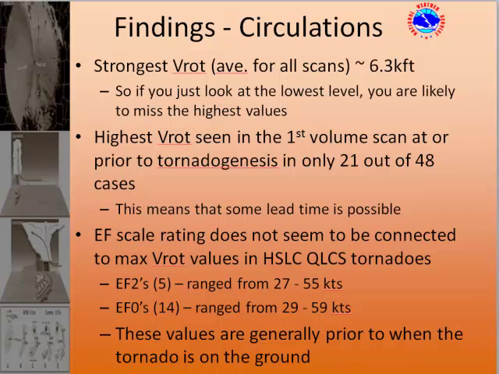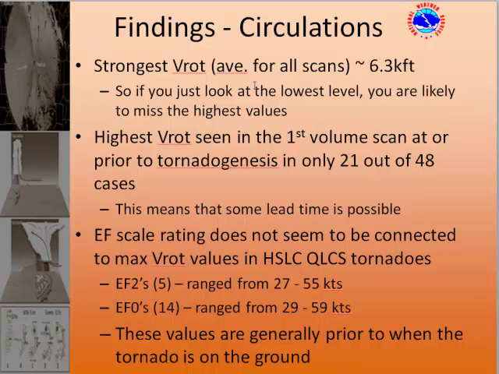So what do we find from the circulations? Well, we found that the strongest rotation, if you average all the volume scans together, the height was about 6,000 feet up. So again, you just can't look at 0.5. You're likely going to miss the highest value, and we warn off of what we see as the highest values.